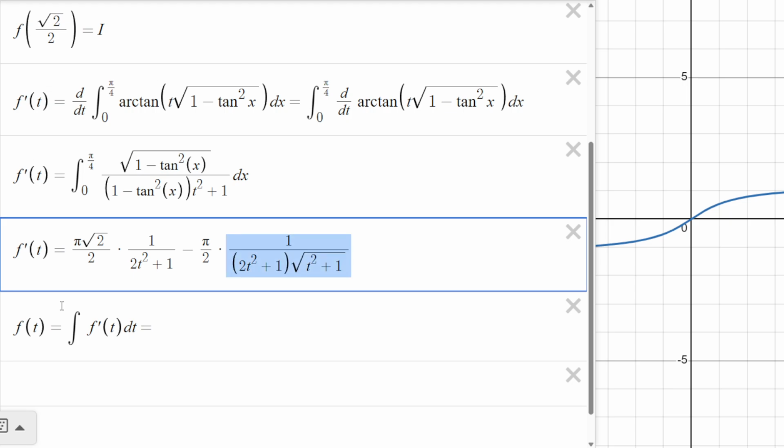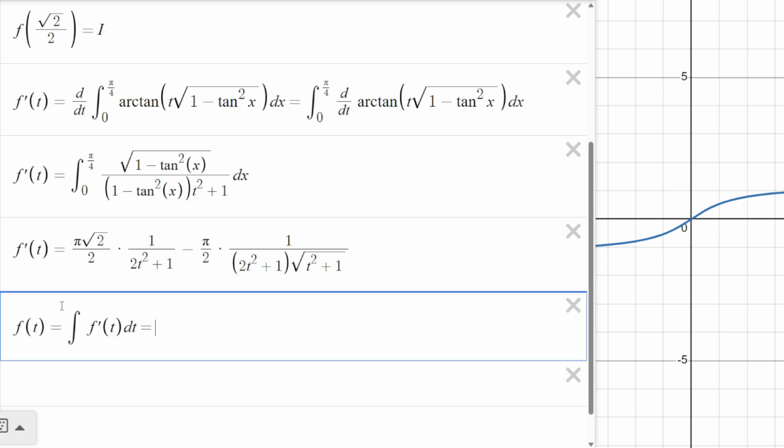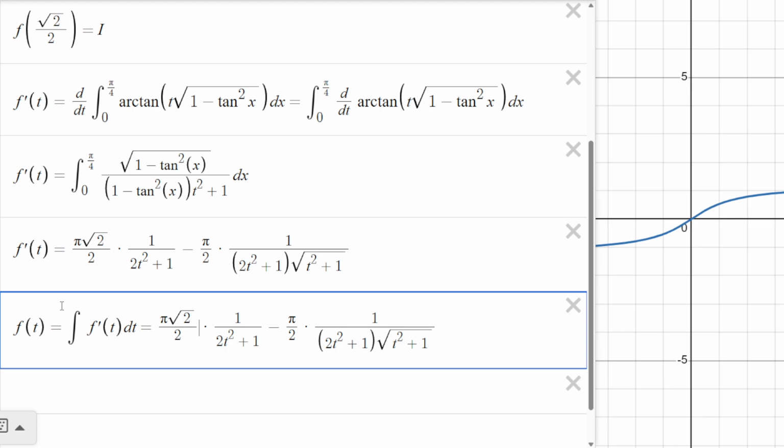And that's going to be equal to this. It's going to be equal to the integral dt and then the integral dt. Okay.